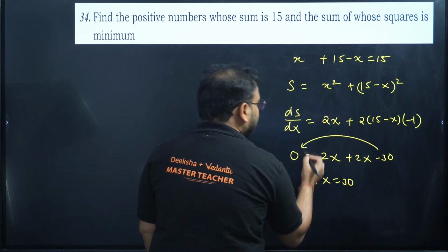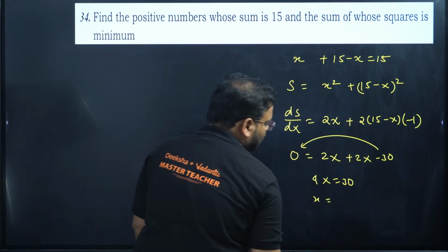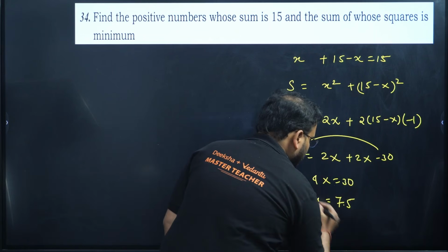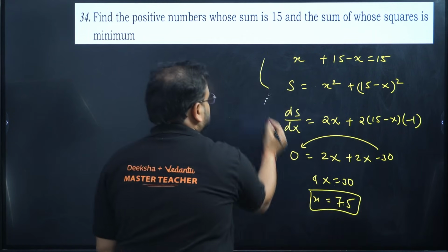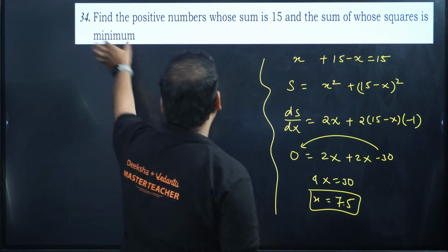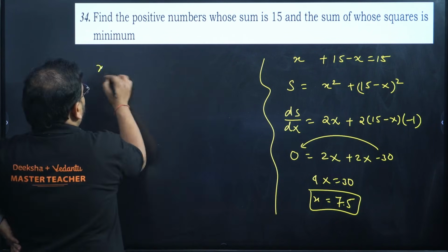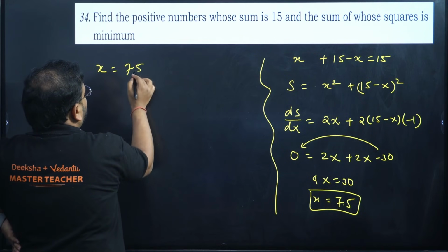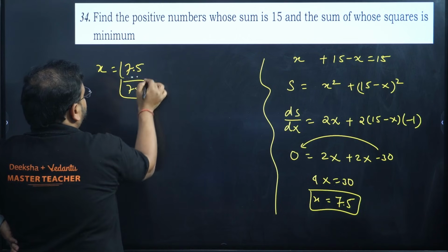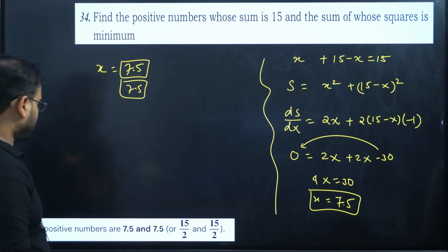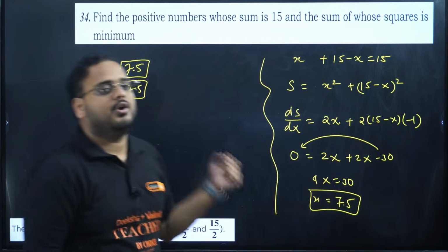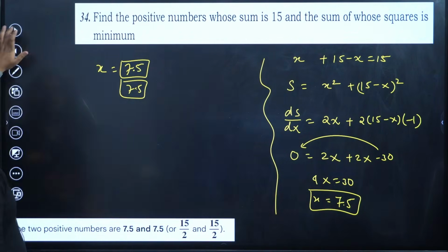Moving this 30 to this side, x is going to be 30 by 4, which is 15 by 2, so you'll have 7.5. This is the only critical point, which means this point has to be the point of minima, because we are looking for minima only. So the numbers will be x equals 7.5 and the other is also 7.5. Please check. The two numbers are 7.5 and 7.5, as a decimal number or a fraction, your choice. 3 marker. Next.